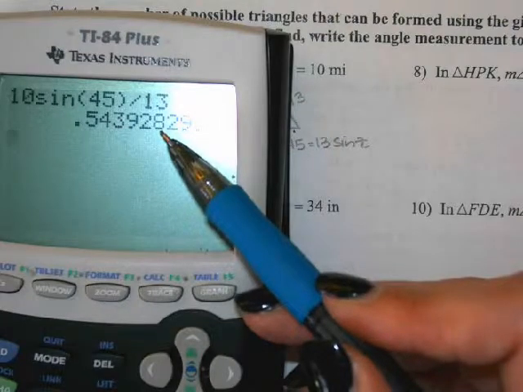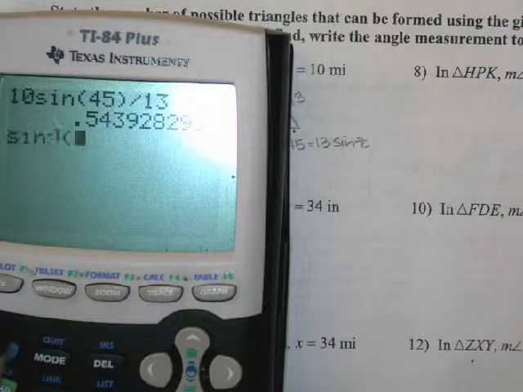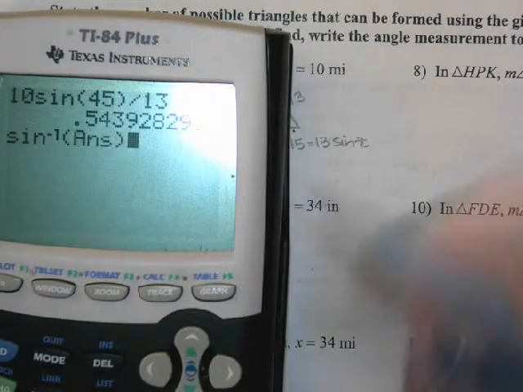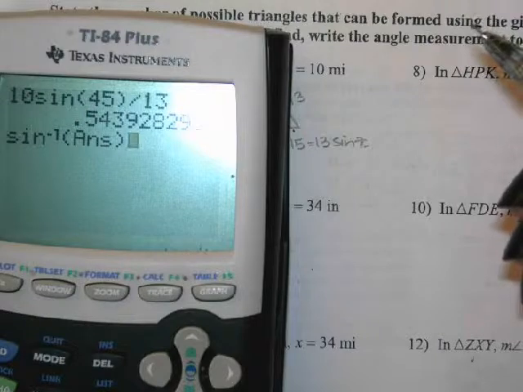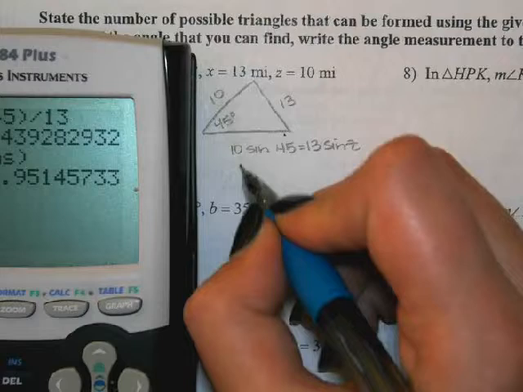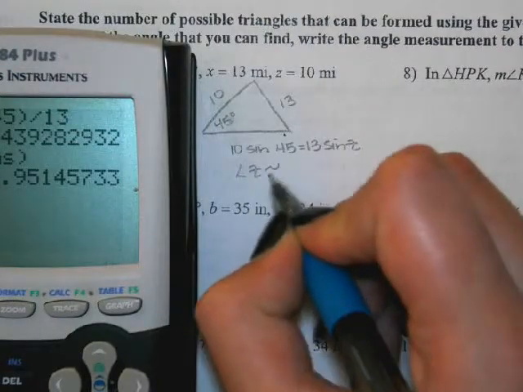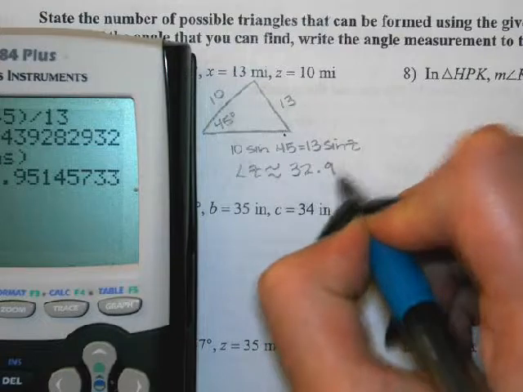So how do I undo sine? Sine inverse. So I'm going to hit second sine, second answer, and remember that pulls that decimal down. All right, so that tells me that angle Z in the first triangle is 32.951.